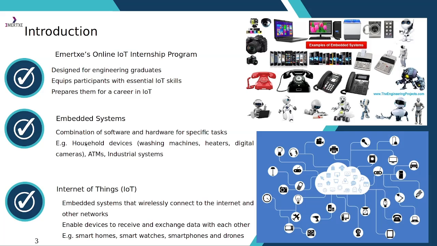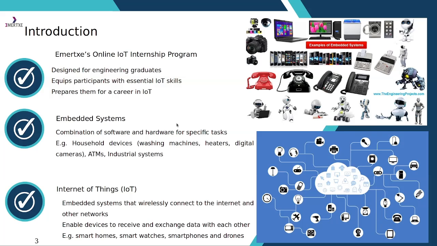So from there, what are embedded systems? They talked about what embedded systems are and what the Internet of Things is. Embedded systems are combinations of hardware and software designed for specific tasks. They are the main brains inside many of our household devices, like in the pictures above, right corner, you see the digital camera and all those things.